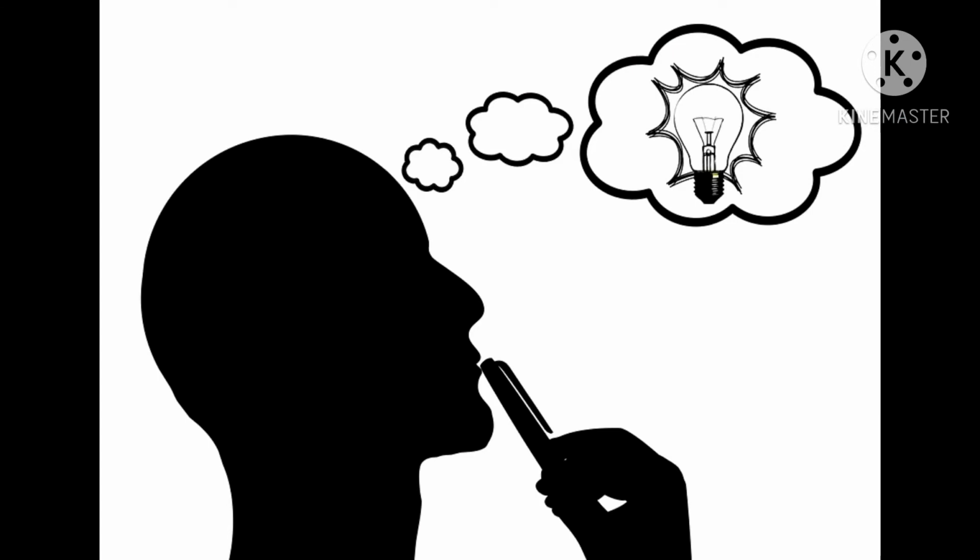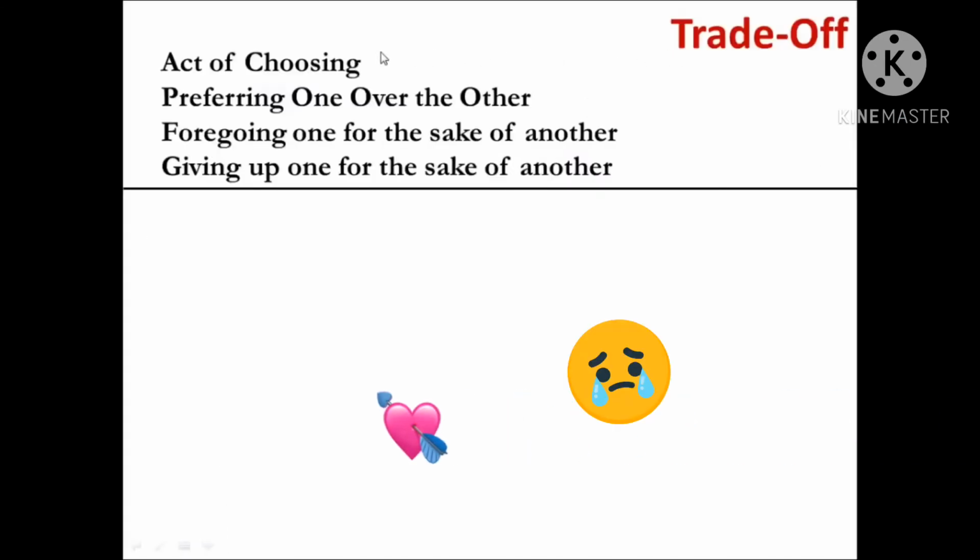For better understanding, let's have another example. Trade-off. Just like in love, you have to learn the act of choosing. Preferring one over the other, forgoing one for the sake of another, and giving up one for the sake of another.